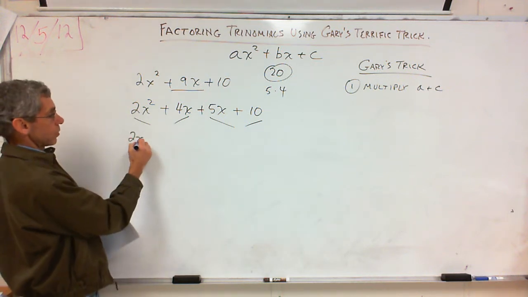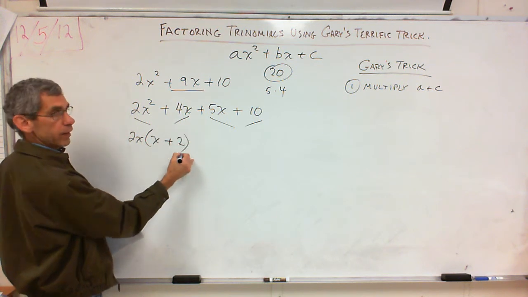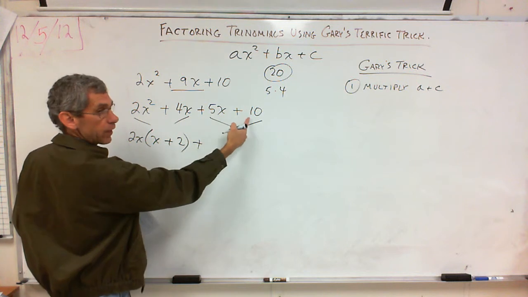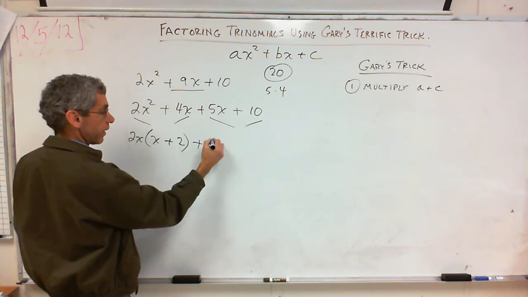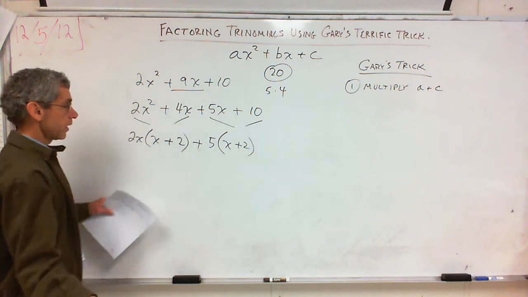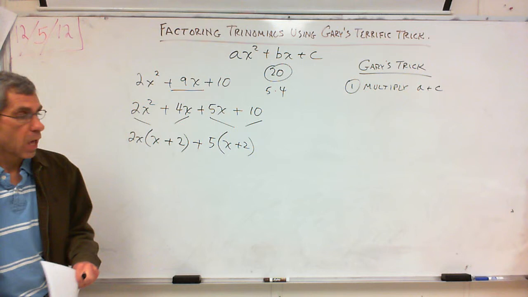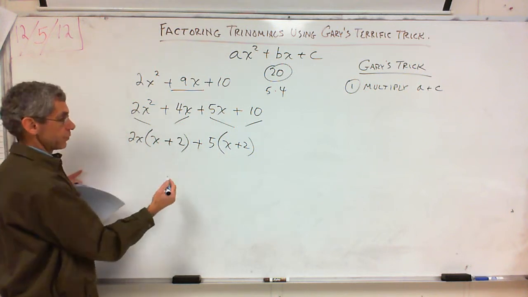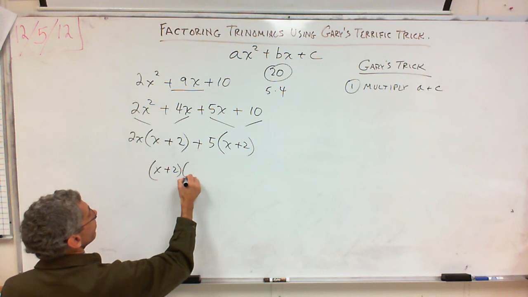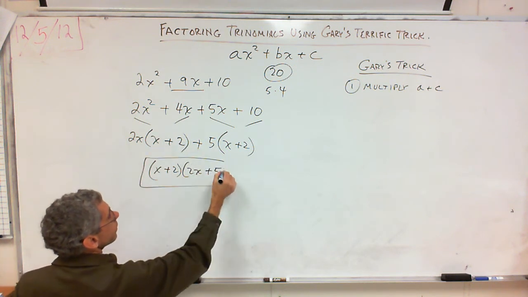2x. So I put parentheses, I get an x here, plus 2. Am I right? Yes. And then plus, what's my greatest common factor here? 5. Factored out, I get an x plus 2. Now I factor out the blobs, right? So there's the blobs. So suddenly I've got x plus 2 times 2x plus 5, and I'm done. Yay.